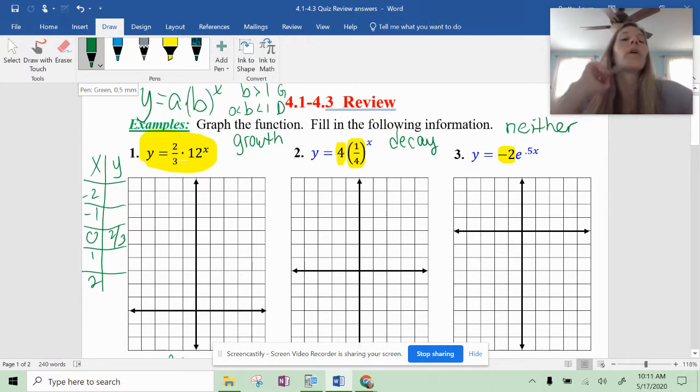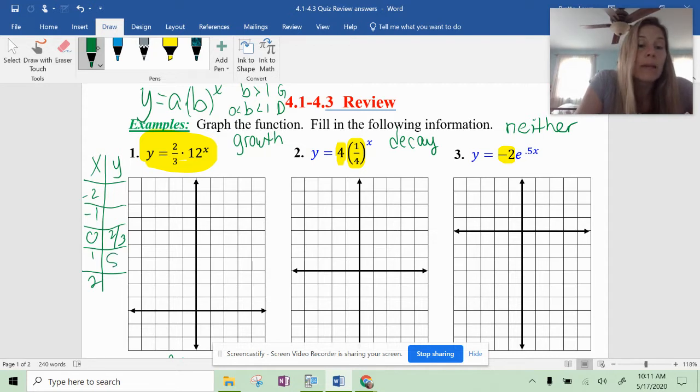So if I were to plug in, let's say, a 1, for example, 12 to the first power is just 12, and what's 2/3 of 12? That's 8. If I were to plug in a -1, that would flip my 12 to the bottom, and I would have 2 over 36, which is 1 over 18. If I were to put in, let's say, a 2, I would get 2/3 of 144, and that's going to be big. Those other numbers I'm not really going to be concerned with.